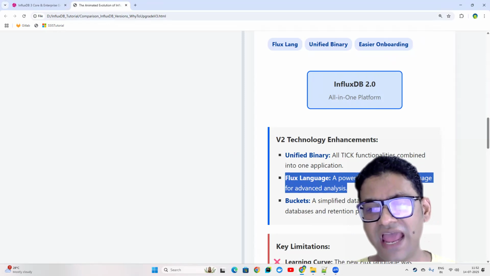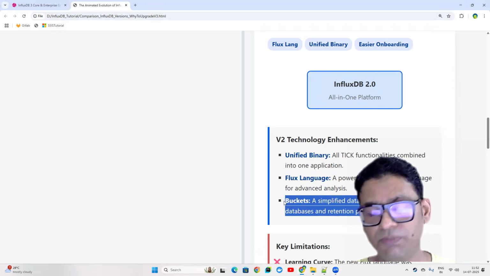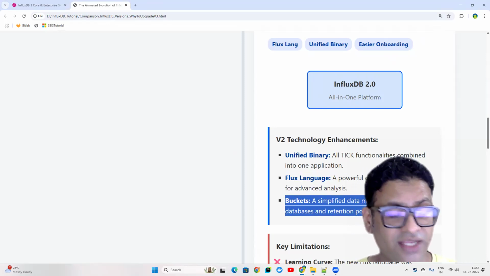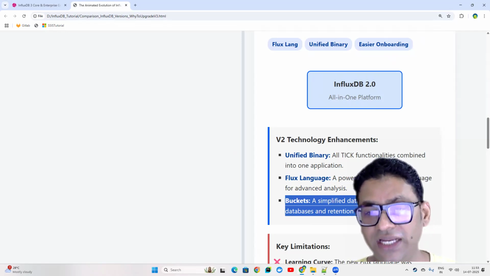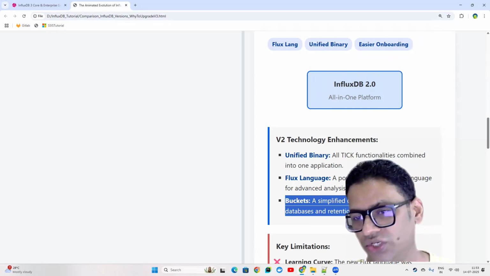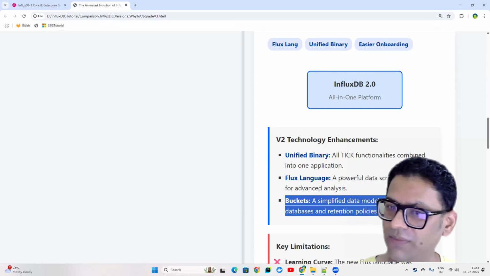Another thing they have done is introduce the bucket, wherein you can create your measurement, and then you can isolate your data depending upon what kind of isolation you want. So within an organization, you can create a bucket.